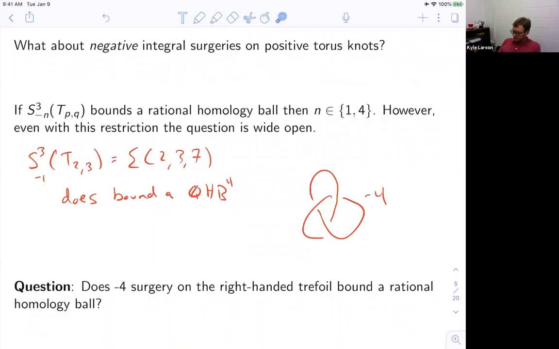So these are two examples, one where we can't answer the question and another where we do know the answer, but in fact, it's non-trivial. And so this points to something sort of mysterious about negative integral surgeries on positive torus knots. It's a natural question, well, why? And I don't have some sort of deep philosophical reason for this. Maybe you guys do. Anyways, this is something to consider.